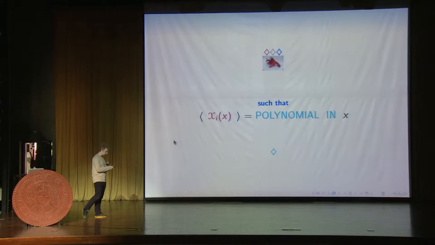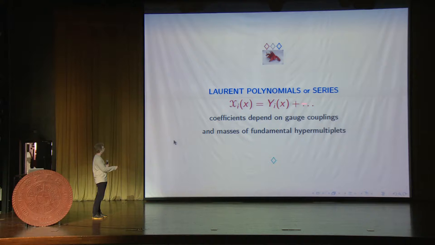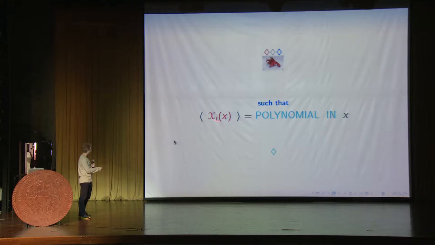And as I said, these coefficients depend on gauge couplings. So in fact, these corrections come from instanton contributions. If you look at this expectation value and try to see how the poles got canceled, they get canceled by the contributions of different instanton sectors. So the pole in instanton sector n is canceled by another pole which comes from instanton sector n plus 1, and so on and so forth.